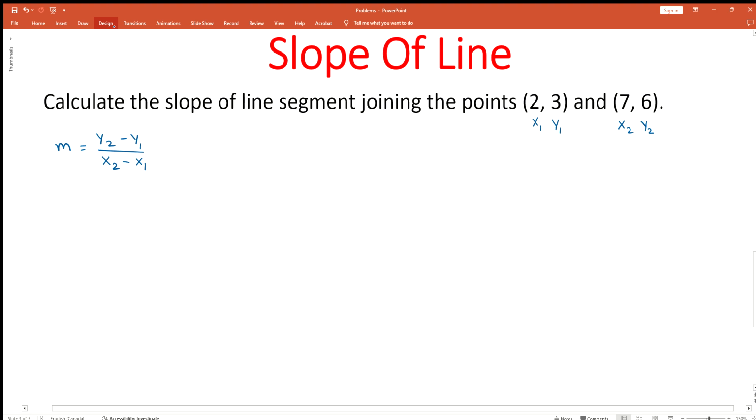Next, we should sub in these values in the slope formula. y2 is equal to 6, y1 is 3, x2 is 7, x1 is 2.